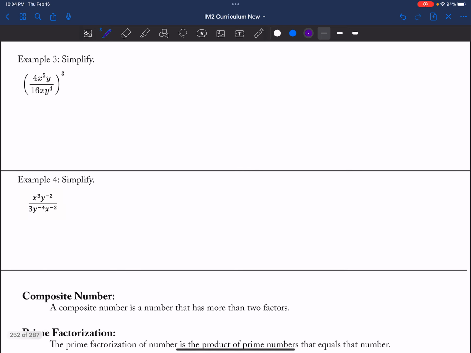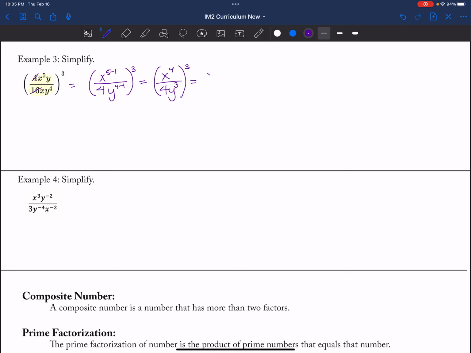Okay, so now I can distribute the 3 to all the terms, or I can simplify first. I would probably simplify what's inside my parentheses first. So my 4 reduces with 16. That gives me 1 in the top, and a 4 in the denominator. And then this is x to the 5 minus 1 in the numerator, and y to the 4 minus 1 in the denominator, and everybody's cubed. So this gives me x to the 4th over 4y cubed, and everybody's cubed.